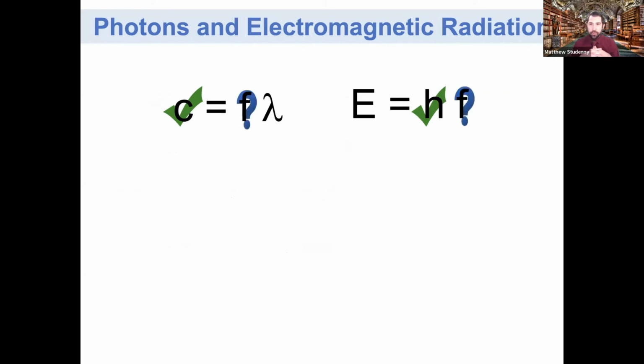Frequency, I should point out, is in both equations, and so that is your bridge. If you're trying to solve for energy, but I give you wavelength, then you're going to have to solve for frequency first and then plug it into the second equation. And then I could ask you to solve for wavelength or energy as needed as well.